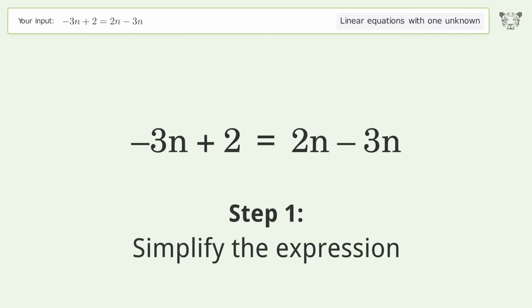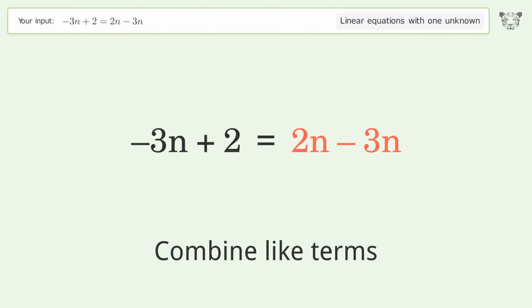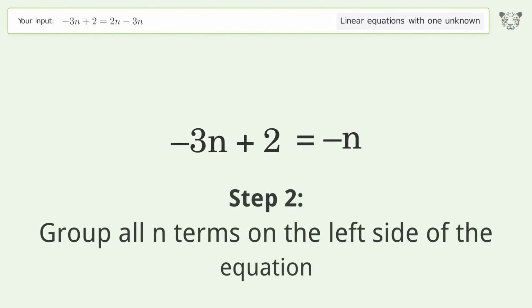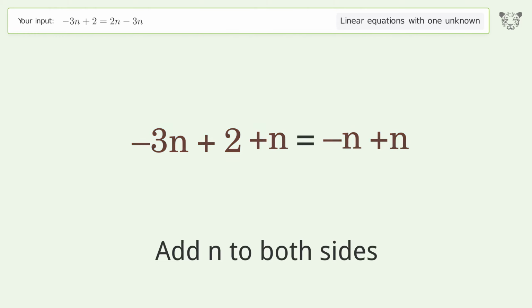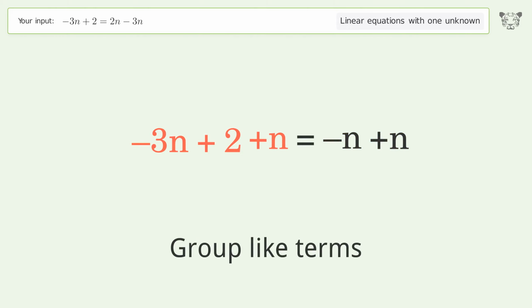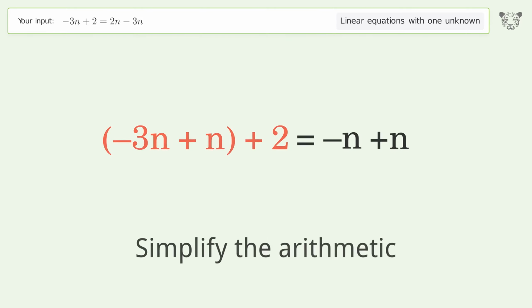Simplify the expression. Combine like terms. Group all n terms on the left side of the equation. Add n to both sides. Group like terms. Simplify the arithmetic.